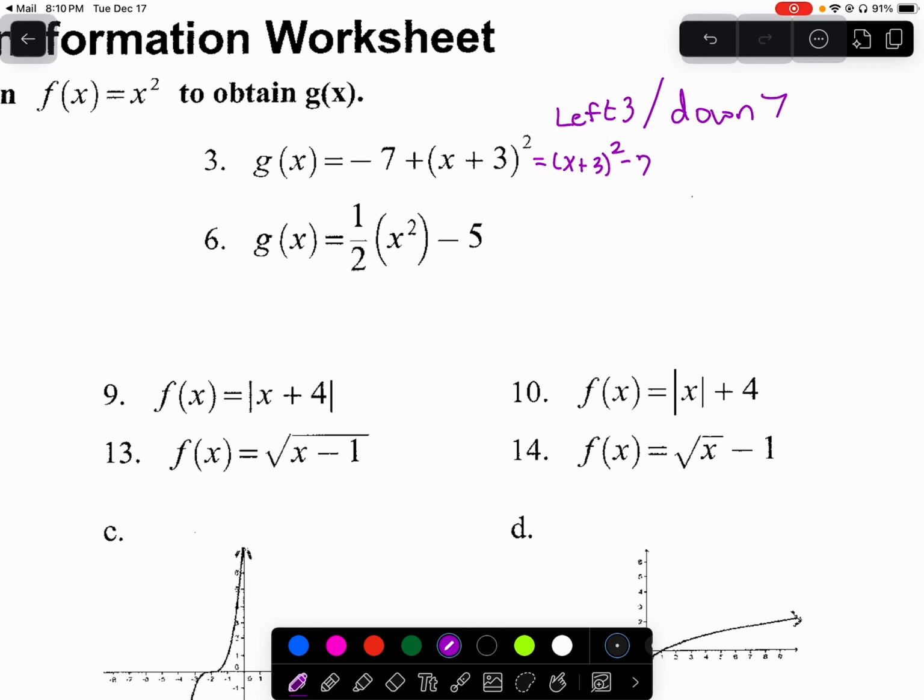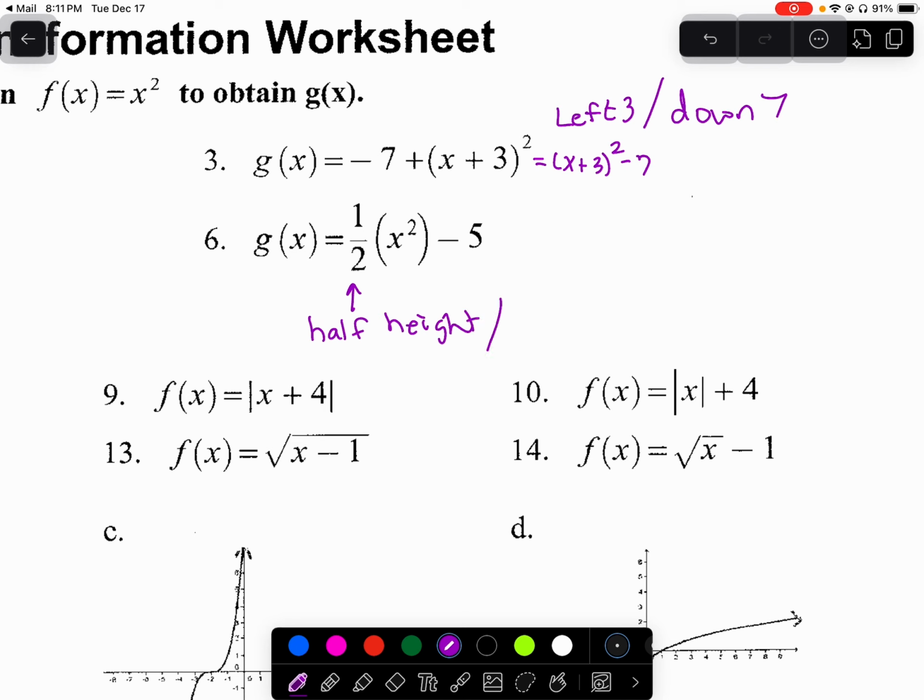So for 6, it says g of x is 1/2 x squared minus 5. Now the first thing that touches anything is that 1/2. What this does is it cuts the height in half. Now you can say just what I did. You could write down, it cuts the height in half. The height is now half as tall. It actually compresses it, and it compresses it downward. So it is half the height.